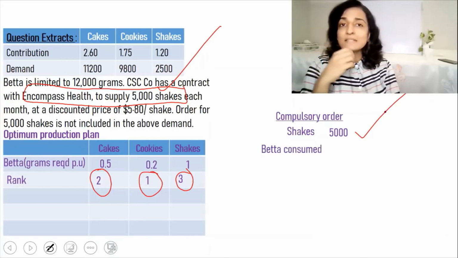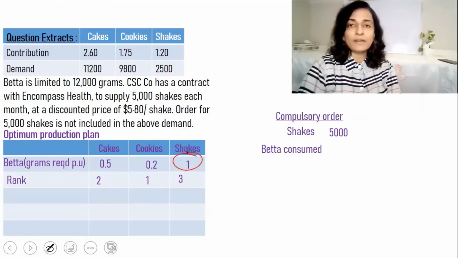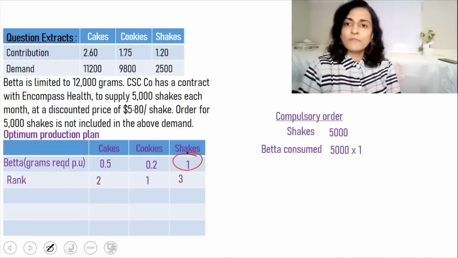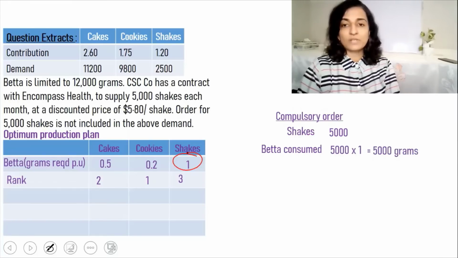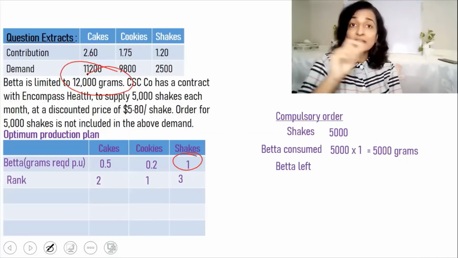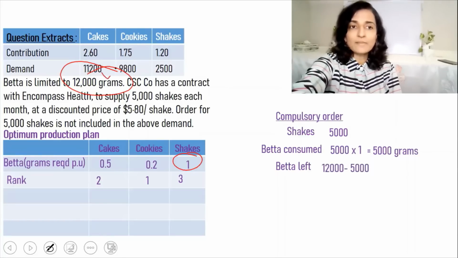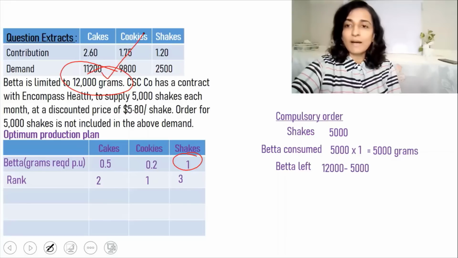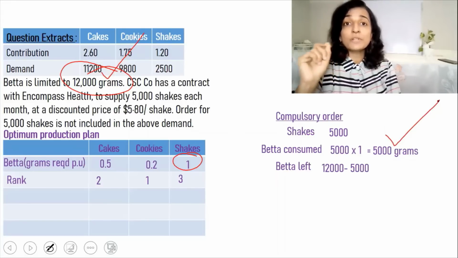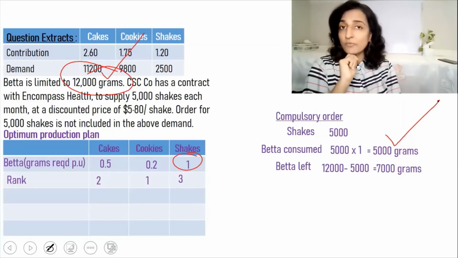And how much butter is consumed for making 5,000 shakes? One shake consumes 1 gram of butter. So 5,000 shakes consume 5,000 into 1, that is 5,000 grams of butter. Which means that out of the 12,000 grams of butter that is available, already 5,000 is gone. So what is the balance left? Balance is 12,000 grams, which was the butter totally available, minus the 5,000 grams used for the compulsory order. So the balance, we have just 7,000 grams of butter.